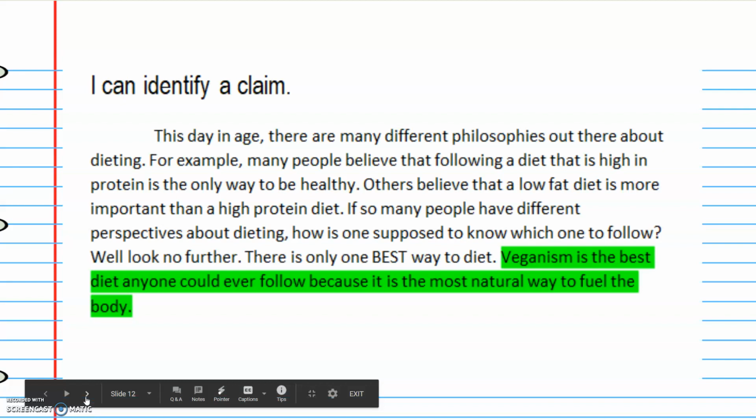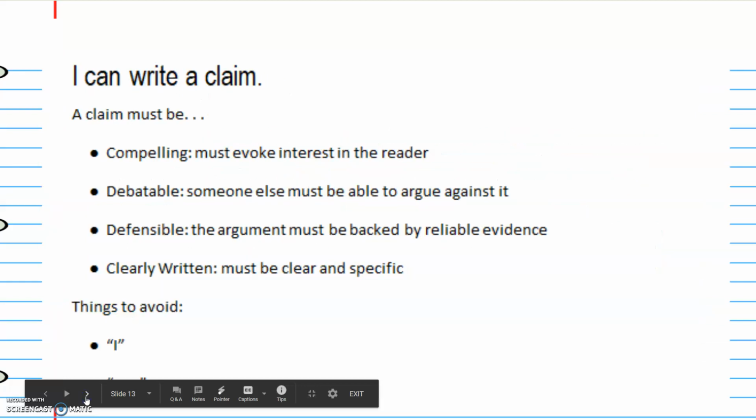Veganism is the best diet anyone could ever follow because it is the most natural way to fuel the body. That is the claim of this paragraph. Can you write a claim? I believe that you can. Our learning objective today is to be able to write a claim.